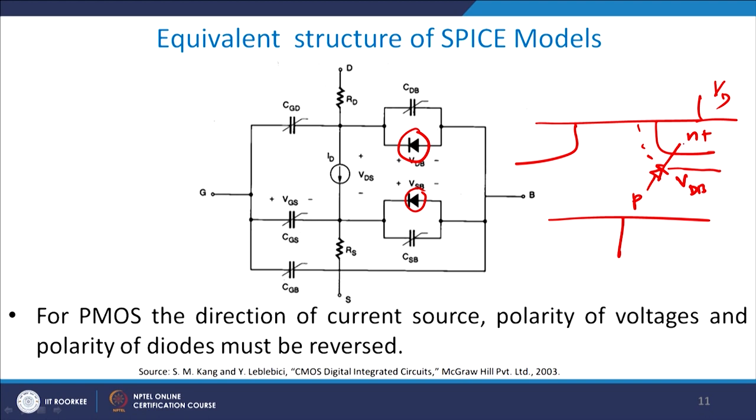Why? Because this is a reverse bias junction diode. There will also be a capacitance, which is CDB, between drain and bulk. This is again a voltage variable capacitance, already discussed in our previous slides. Similarly, this is N plus P, so you will have something like this. This will be V source to bulk, and there will be a capacitance C source to bulk, again a variable capacitance. So you see these two are in parallel to each other, and therefore this is the equivalent structure of a SPICE model.